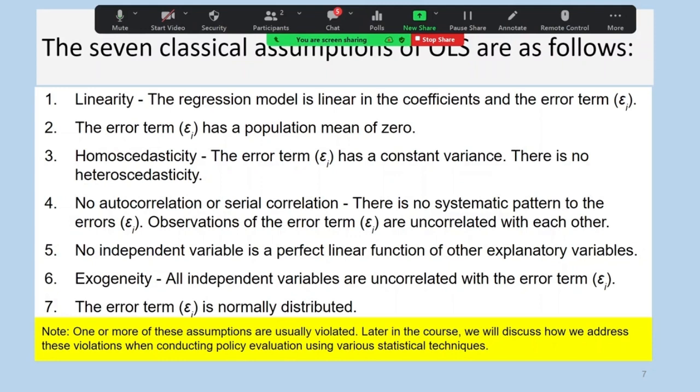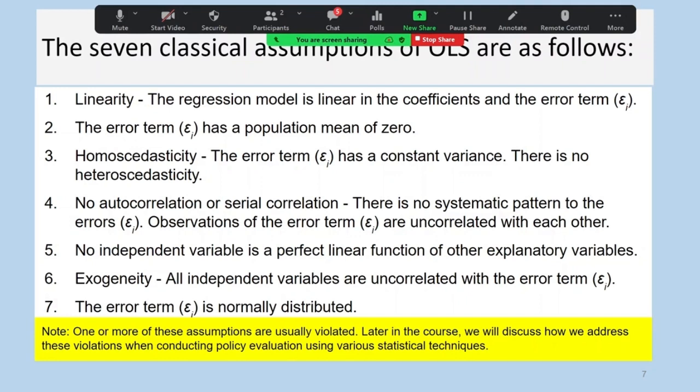No independent variable is a perfect linear function of other explanatory variables. But we can address that as well, right? Exogeneity, meaning all independent variables are uncorrelated with the error. So say we have these variables that are predicting something, we're saying that these variables are uncorrelated to those things that we can't predict, to the error, right?